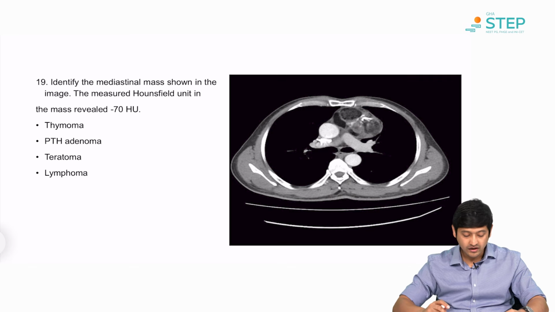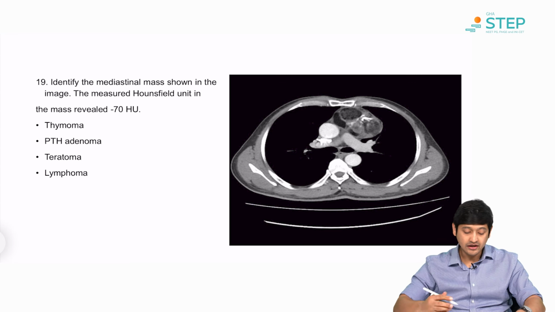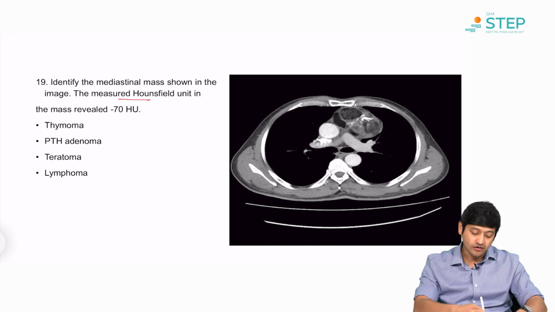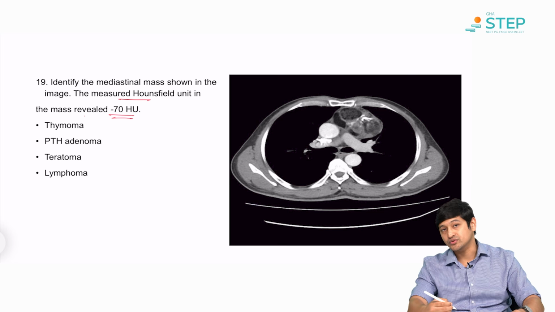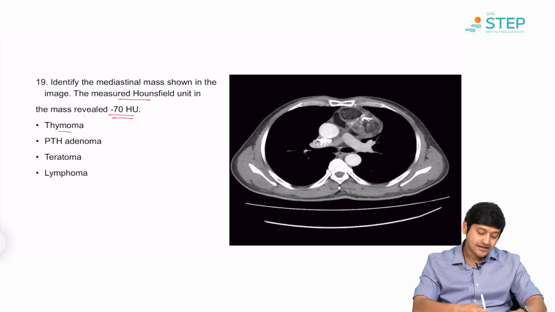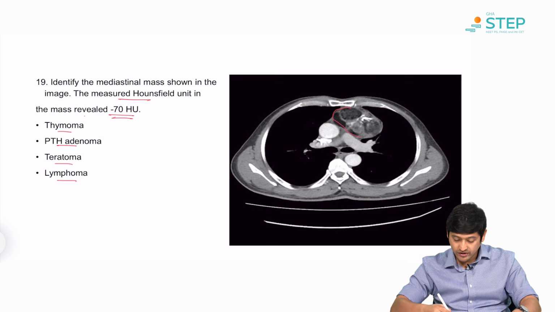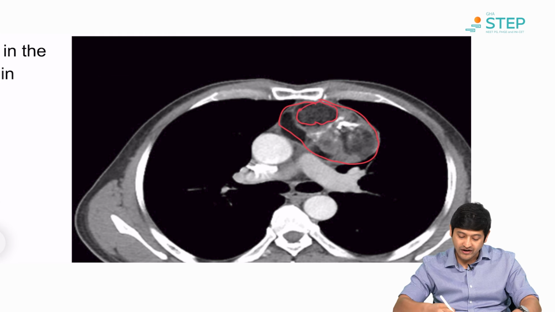You've been given a mediastinal mass on a chest X-ray. The measured Hounsfield units of the mass reveal -70 HU. So you have to now find out which of the following lesions is in your diagnosis. Is this a thymoma? Is this a parathyroid adenoma? Are you looking at a teratoma, or is this a lymphoma? So now this is our lesion. We notice that there are multiple areas of hypodense or fat attenuation here and here. There is some soft tissue attenuation here, and there are some calcifications here.